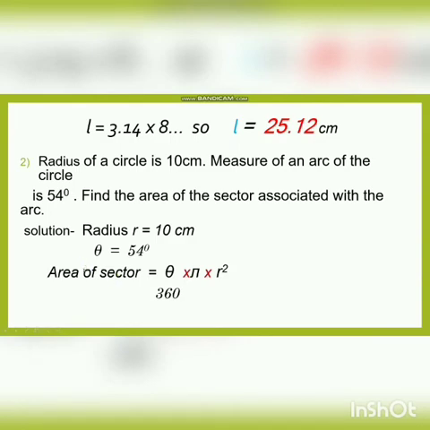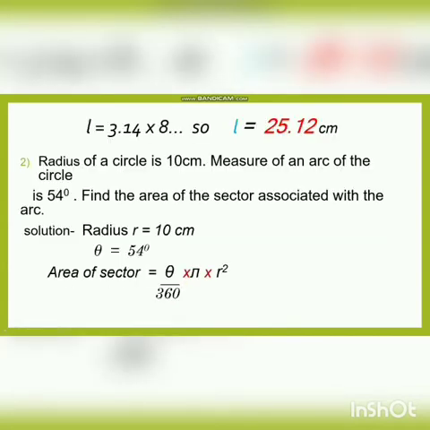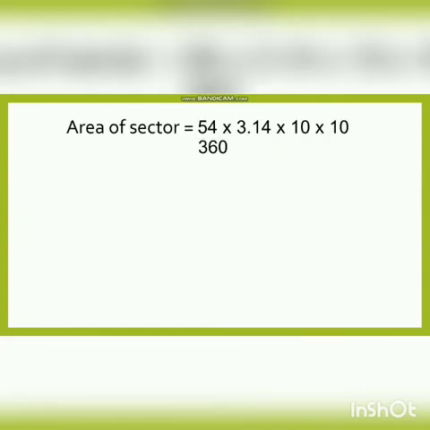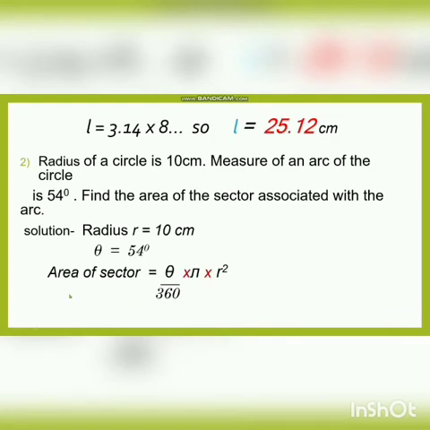Now write down the formula of area of sector. So area of sector is equal to theta upon 360 into pi r square. Here is the formula of area of a sector: theta upon 360 into pi r square. Now put the value of theta, which is 54 degree, and the value of radius r, which is 10 centimeter.